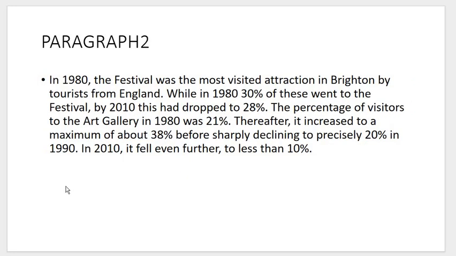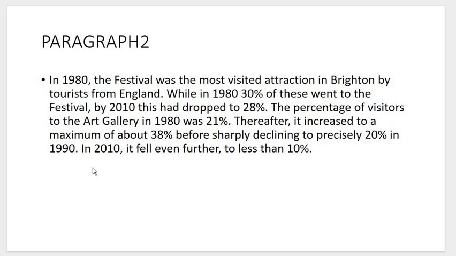Let's see our last paragraph. In 1980, the festival was the most visited attraction in Britain by tourists from England. While in 1980, 30% of these went to the festival, by 2010 this had dropped to 28%. The percentage of visitors to the art gallery in 1980 was 21%. Thereafter, it increased to a maximum of about 38% before sharply declining to precisely 20% in 1990. In 2010, it fell even further to less than 10%.